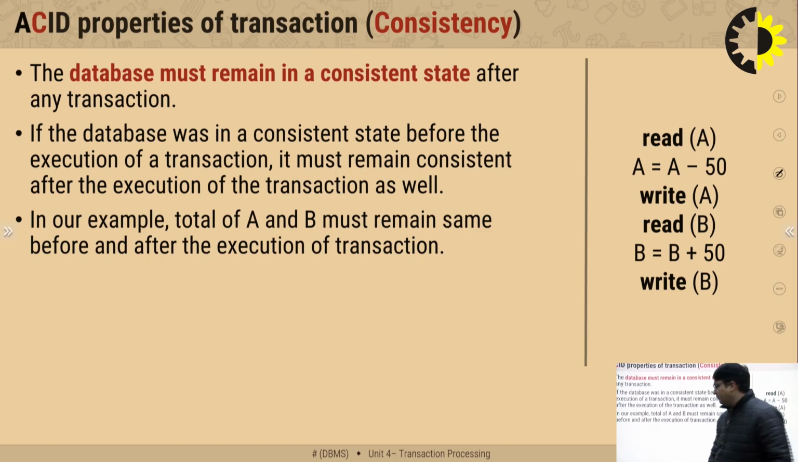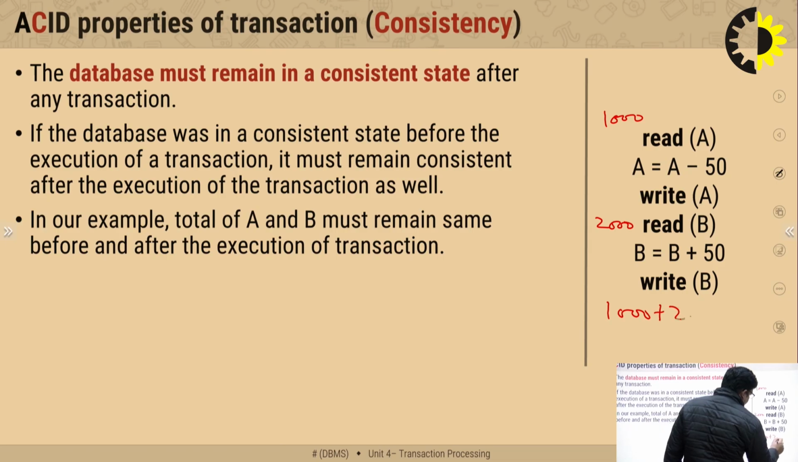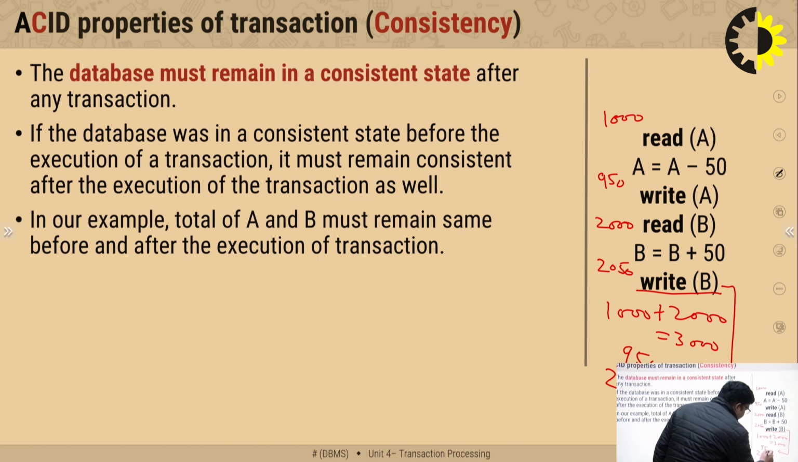Now let us see the example. A equal to A minus 50, B equal to B plus 50. Suppose initially A is 1000 and B is 2000. So the sum of A and B is 3000. Now after performing this operation, the value of A is 950 and B is 2050. So after the completion of the write B operation, what shall be the final value? That is, 2050 for B and 950 for A.